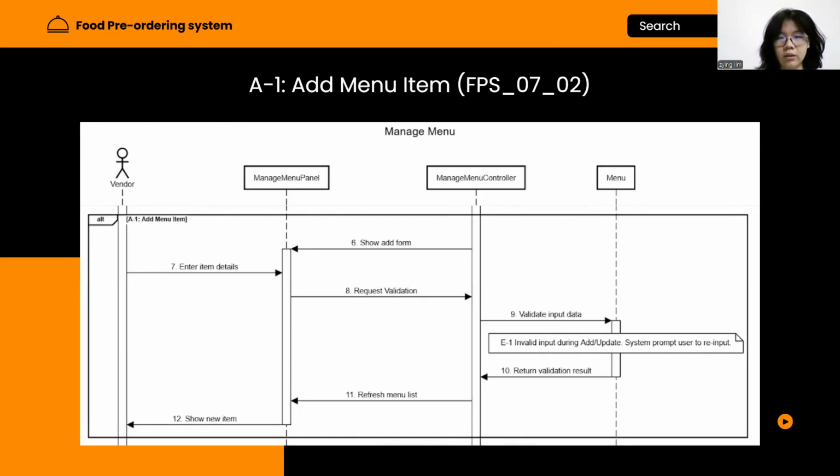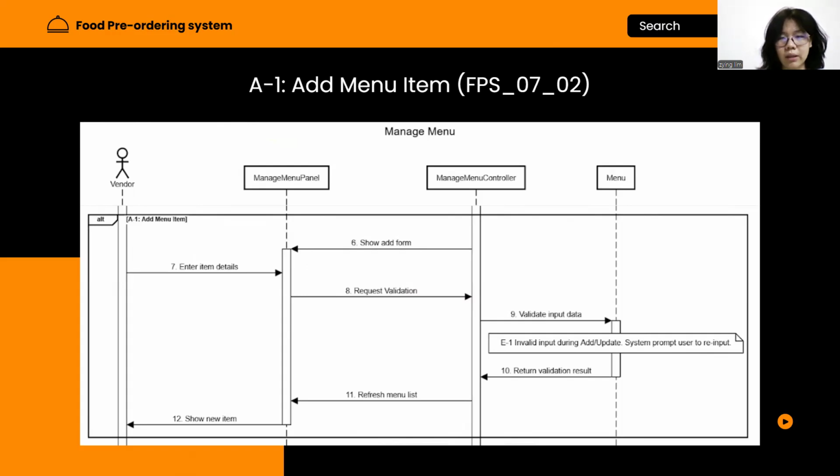Okay, now here's the alternative flow for adding a menu item. Step 6, show add form. The panel opens the add item form for the vendor. Step 7, enter details. The vendor fills in name, price, portion size, description, text, and availability. Step 8, request validation. The panel sends the entered data to the controller to validate.